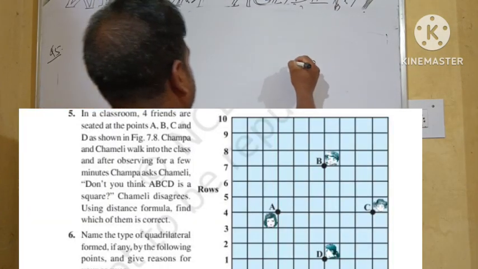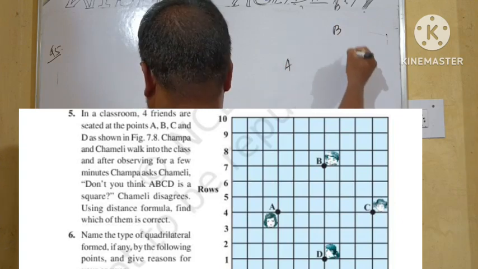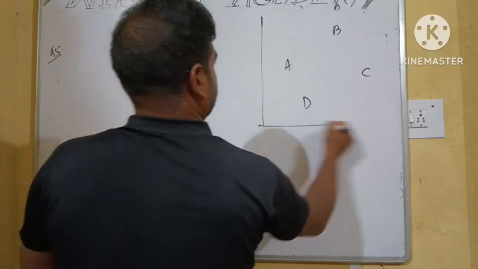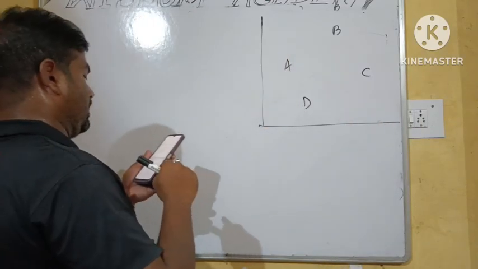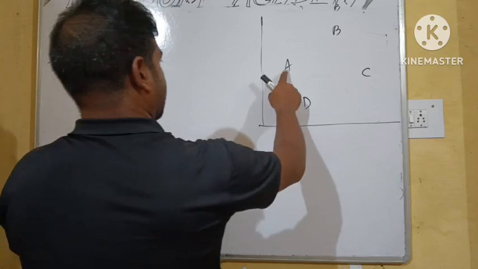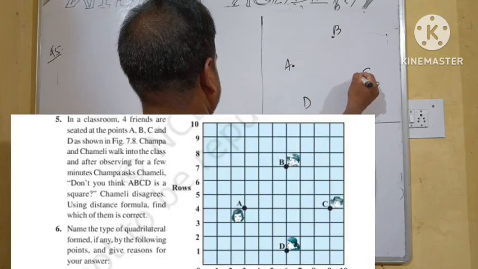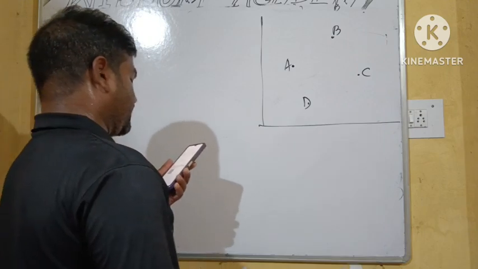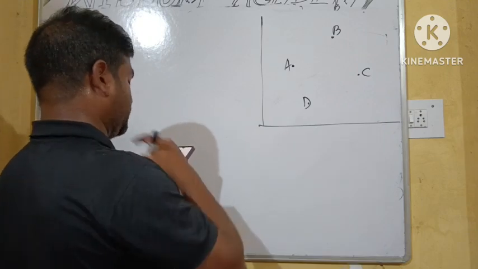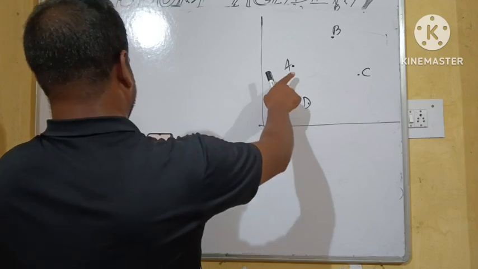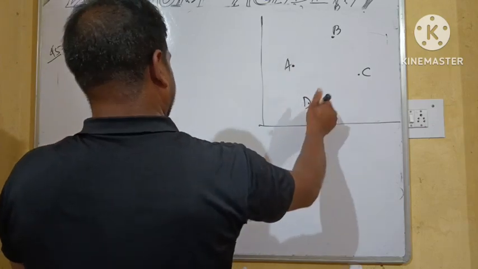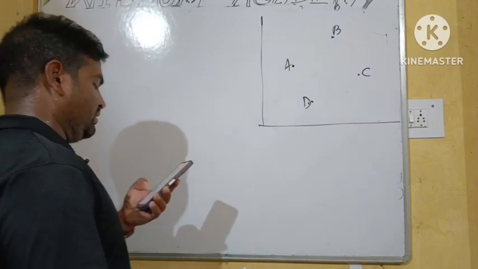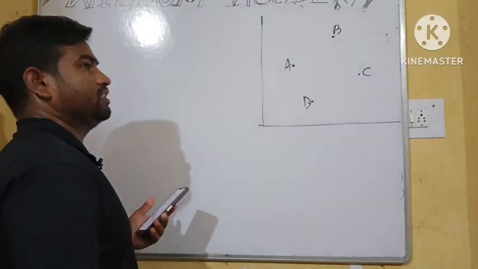Take it A, B, C, and D. Four students are shifted to A, B, C, and D as shown in the following figure. Champa and Chameli walk into the class and after observing for a few minutes, Champa asked Chameli, "Do you think ABCD is a square?" Chameli disagreed. Using the distance formula, find which of them is correct, Champa or Chameli.